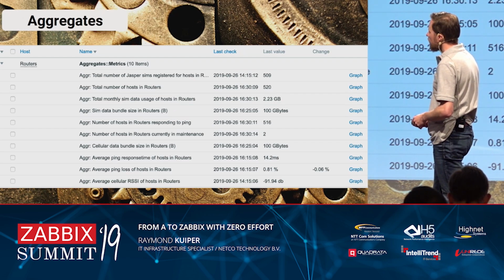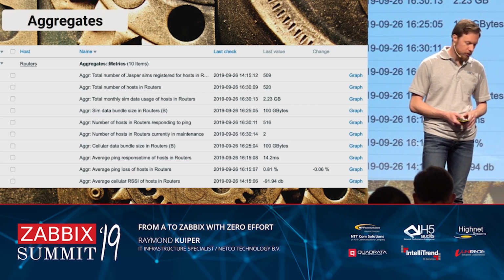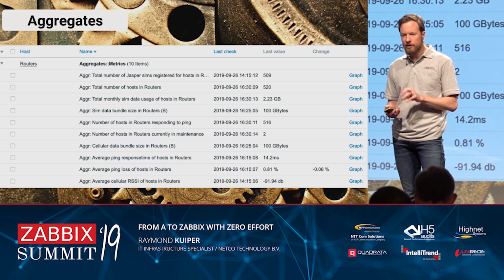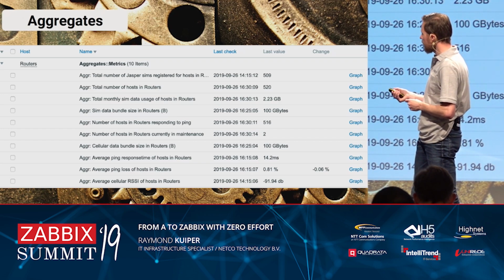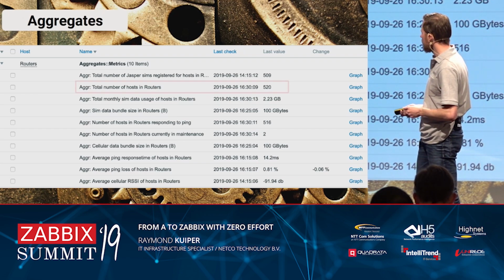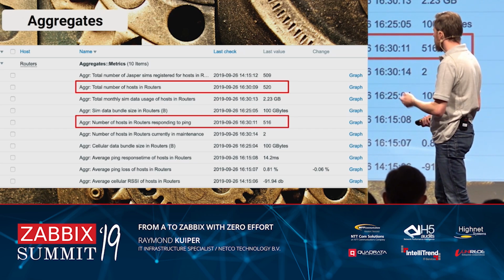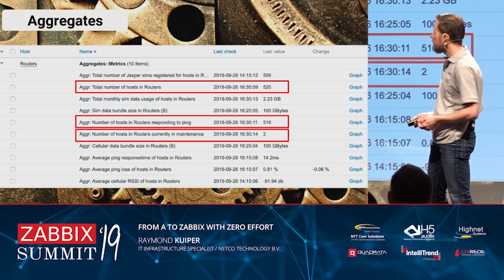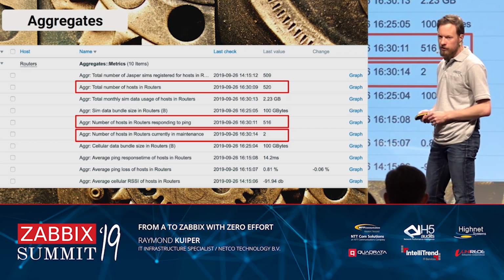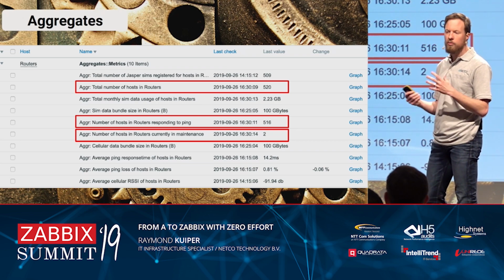And then there's another category of hosts that we add. We use a lot of aggregates. So SaltStack also creates an aggregate for each of the device groups that we have. So if we create a device group for routers, it will automatically create an aggregate host, which actually will start counting things like the number of routers that are actually in the group. It will start to monitor how many of those are actually responding to ping responses, and it will also start counting how many of those are in maintenance.